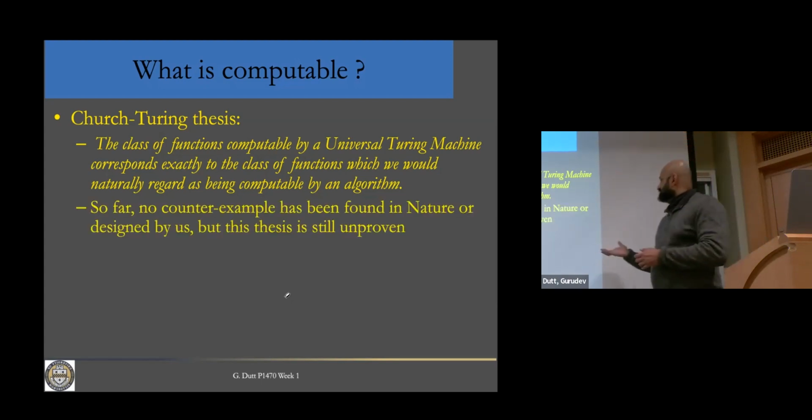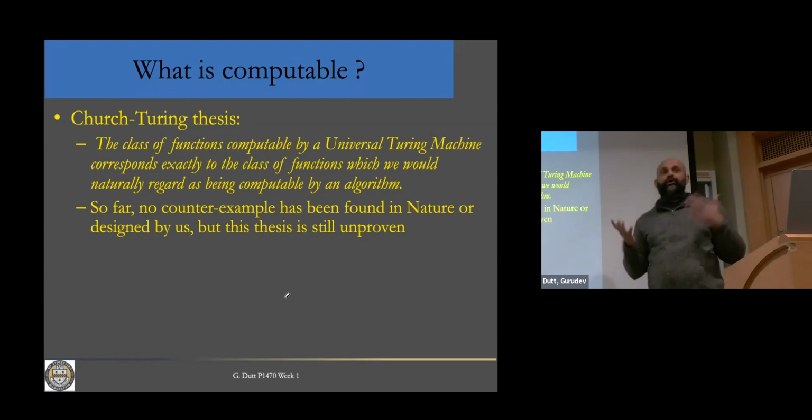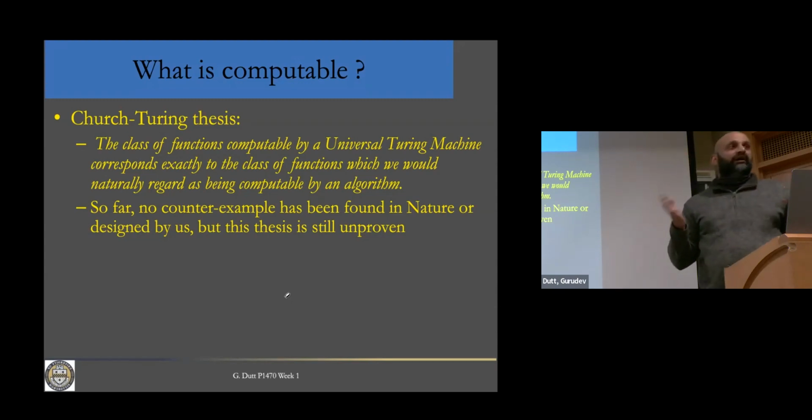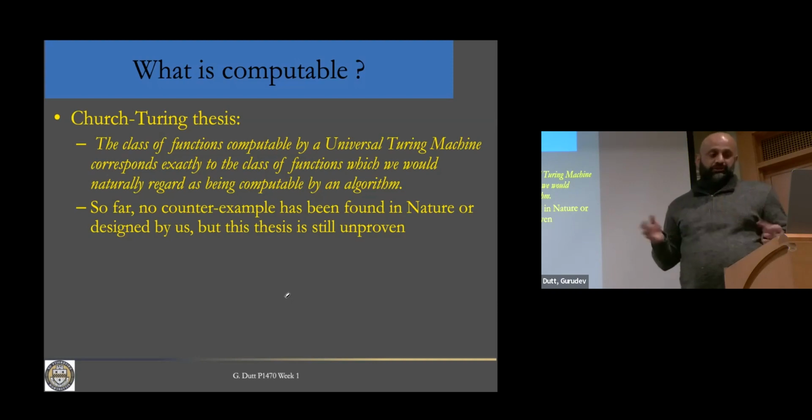So the Church-Turing thesis says that the class of functions that we can regard as computable is all computable by a universal Turing machine. So far, we have found no counterexamples to this particular hypothesis. But it's still unproven. I don't know that there can ever be a proof of this hypothesis, but this is the Church-Turing thesis, and it's still unproven.